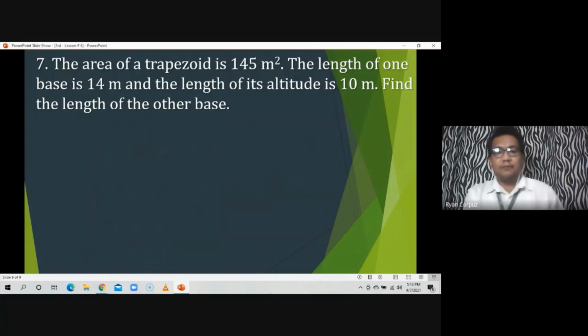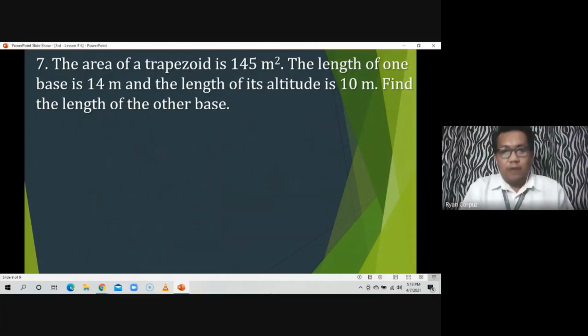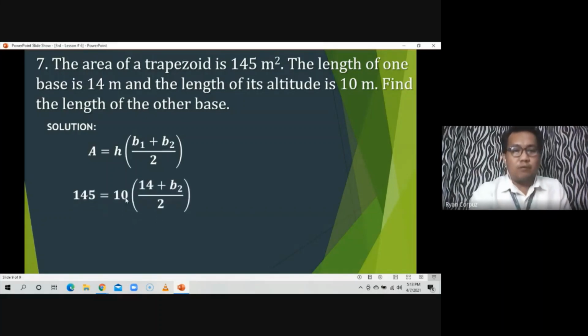This time we are looking for the length of the other base given yung area, given yung measure of one of its bases, given yung height of it, which is the measure of the altitude. So we are looking for the other base. Since trapezoid is given, still the same formula that we used in example number 6 is the one we are going to make use of here. So, substitute lang natin yung mga nakikita natin given in the problem. The area is 145. Then it will be equal to 10, which is the height or the altitude. Then 14 is one of its bases. And we are looking for the other base. Then divide it by 2.